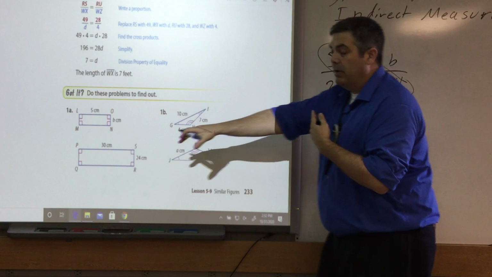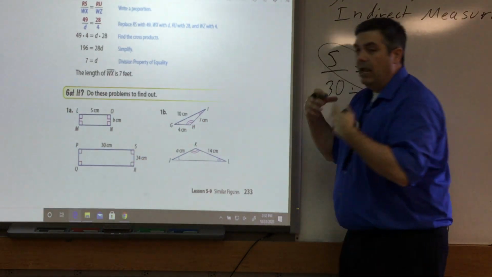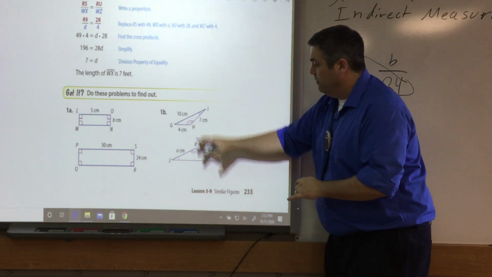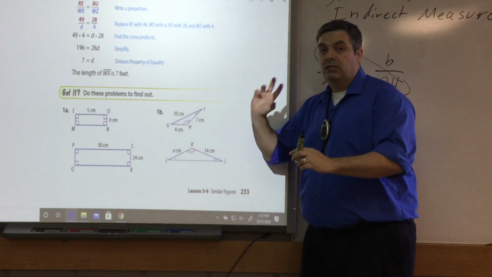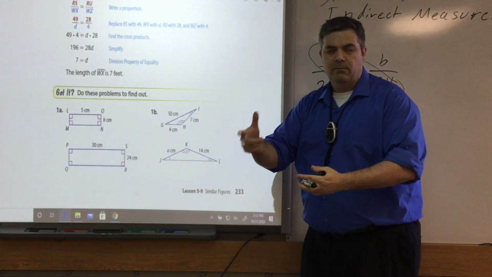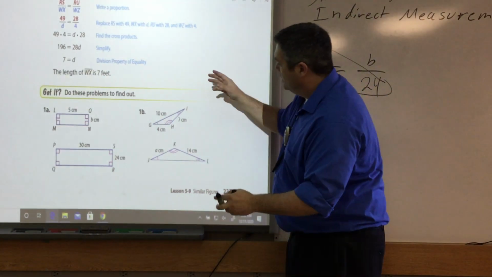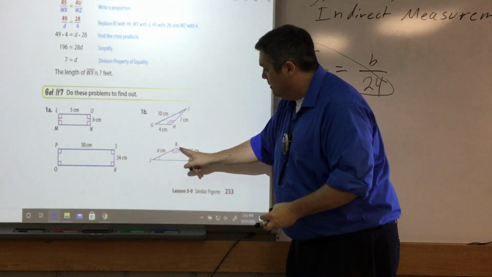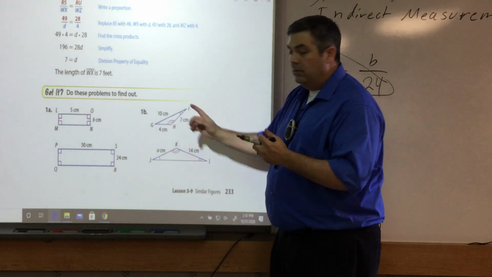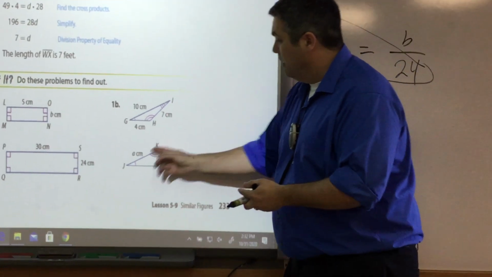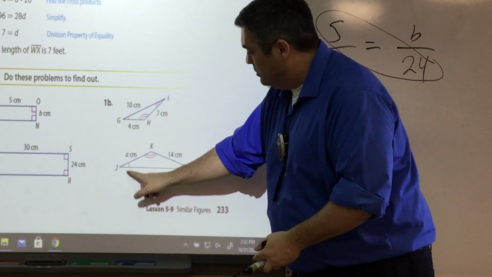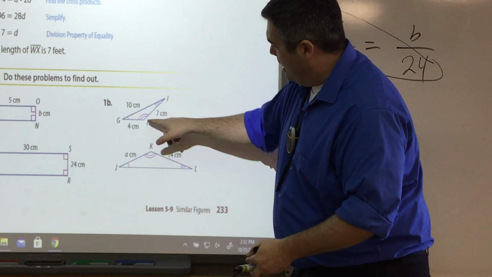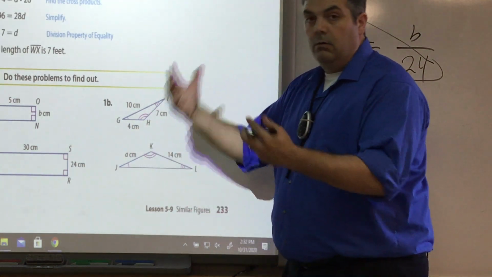Now that works with a rectangle, but it also works with triangles. Any type of similar figure, you can set these proportions up like this. So now we have this similar figure here. Watch them, because they rotate them on you to try and get you to mess things up. Here, our missing side is J to K. So now I'm looking for the two angles that are congruent so I can compare them. They say that angle J and angle G are the same, and angle K and angle H are.